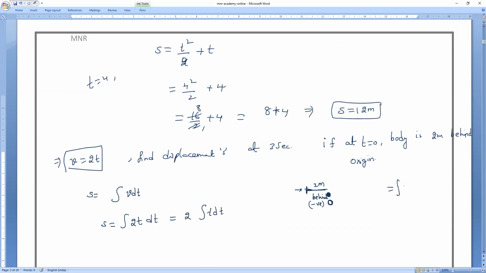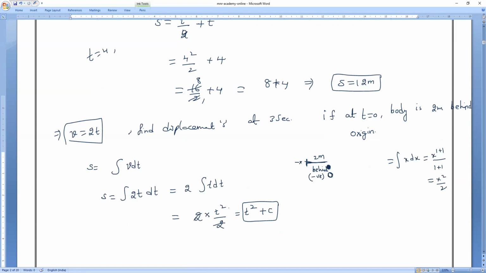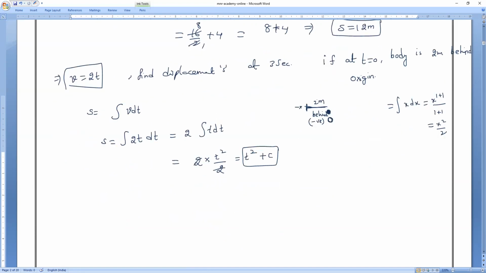Integration of x dx is x to the power 1 plus 1 divided by 1 plus 1, which is x square by 2. In the same way here, 2 into t square by 2, which is equal to t square. Is it definite or indefinite integration? Indefinite integration, so plus c will come.